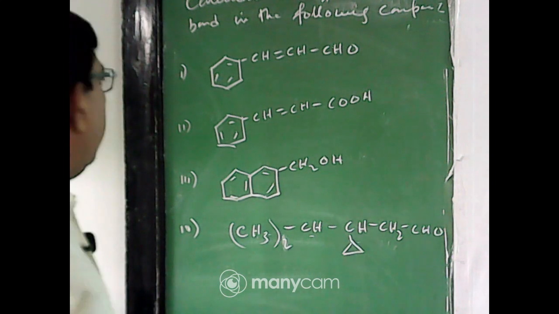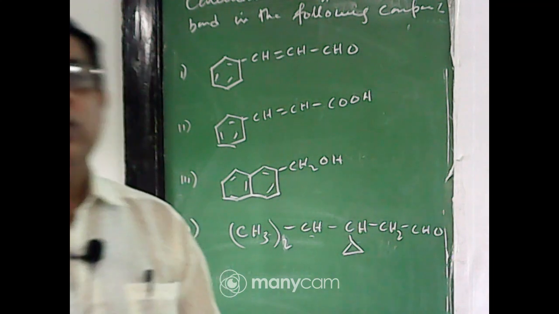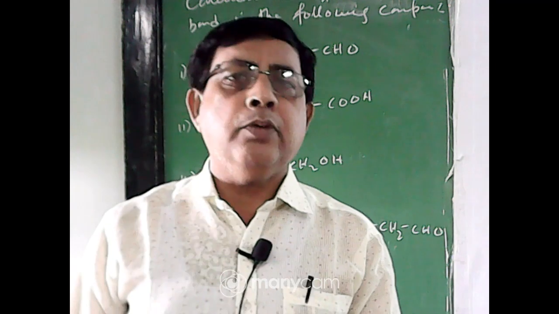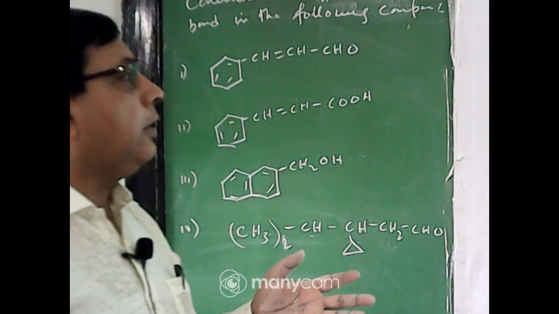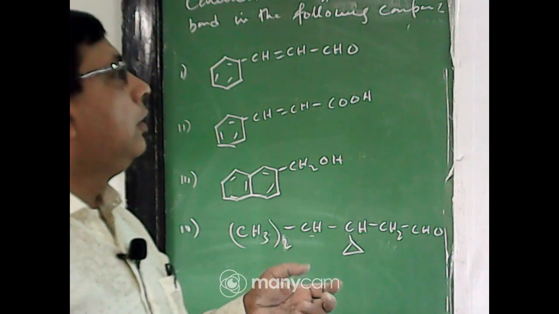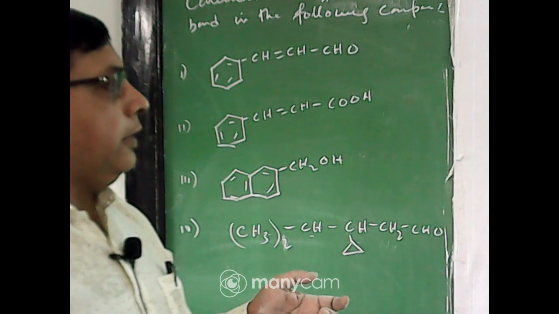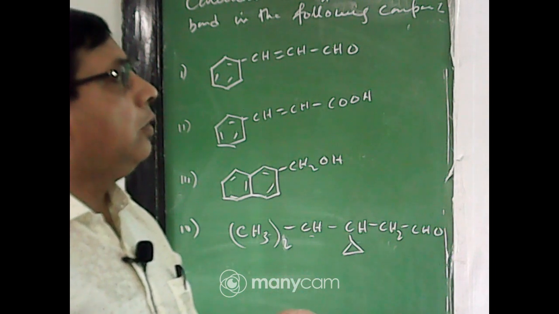Now you remember first, one benzene ring equals how many sigma bonds and how many pi bonds? Can anyone tell? One benzene ring equals how many sigma and pi bonds? Anyone? Hello?